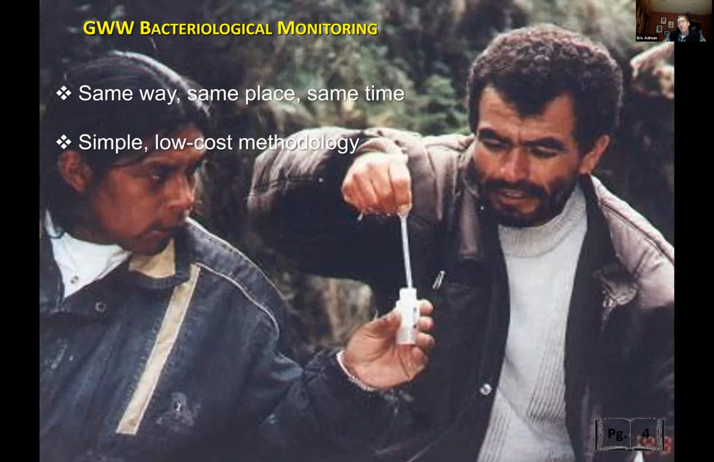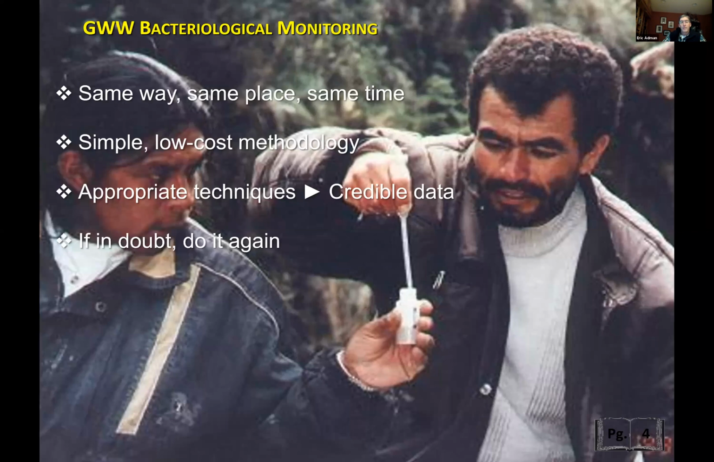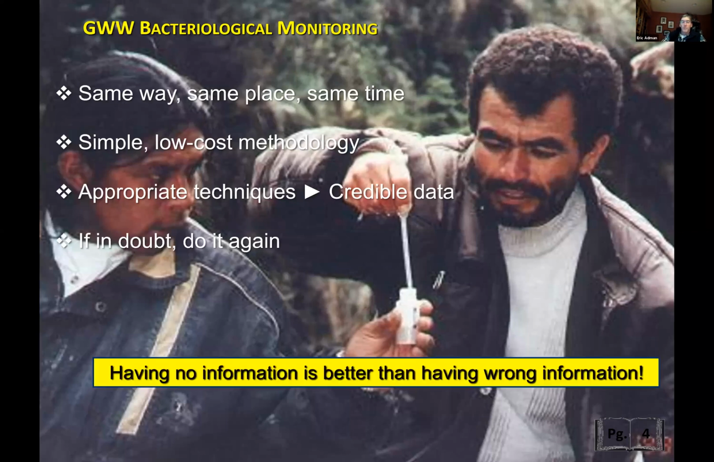There are simple, relatively low cost methods that they teach us to use. By being taught how to use these properly and using them consistently, according to the QA plan, we can generate credible data. And our saying is having no information is better than having wrong information. So if you think you didn't do something properly during your testing, do the test over again.